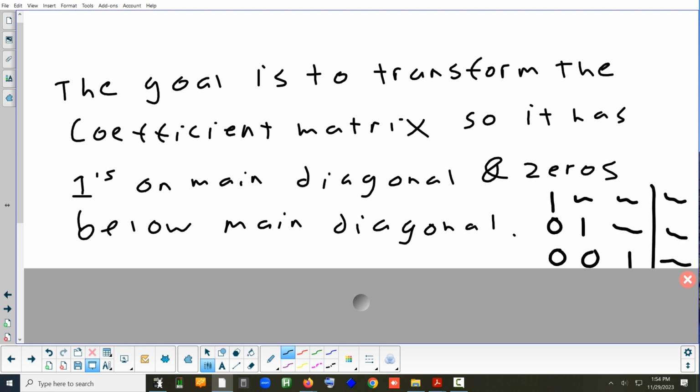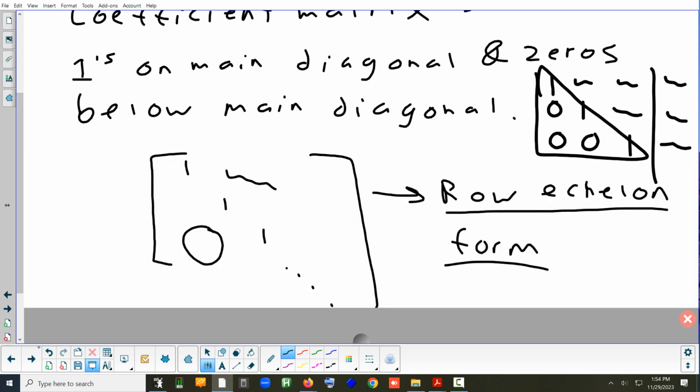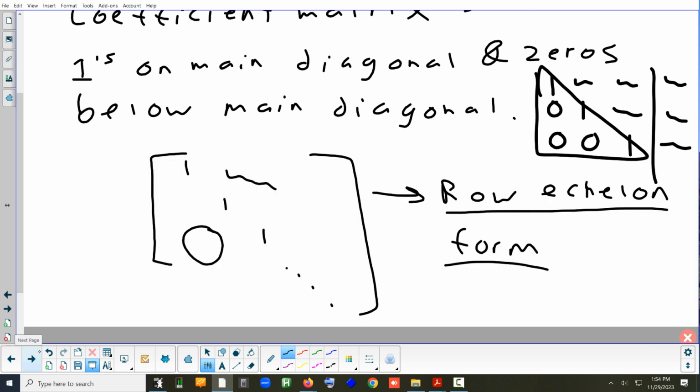Where I put squigglies, I don't care what's there. Anything you want. But this, I definitely have to make happen. Okay, I got to get ones on the main diagonal, and I want to get zeros everywhere below it. There's another example, a little more generic. Just ones on the diagonal, zeros everywhere underneath it, anything you want up above it.